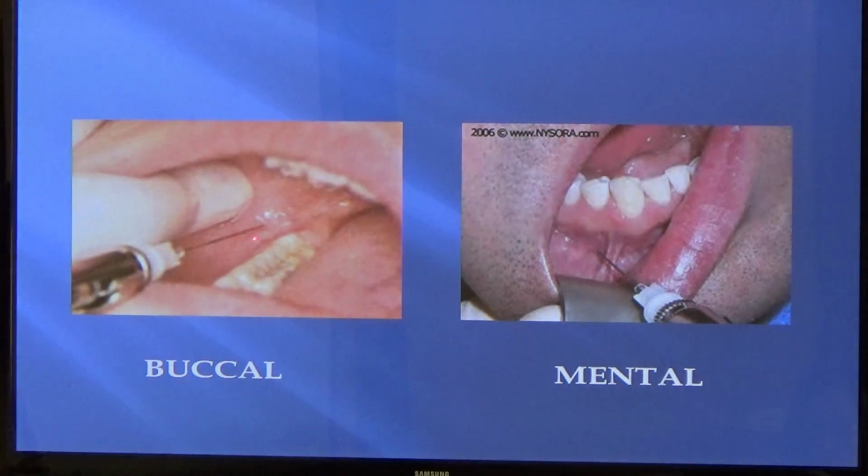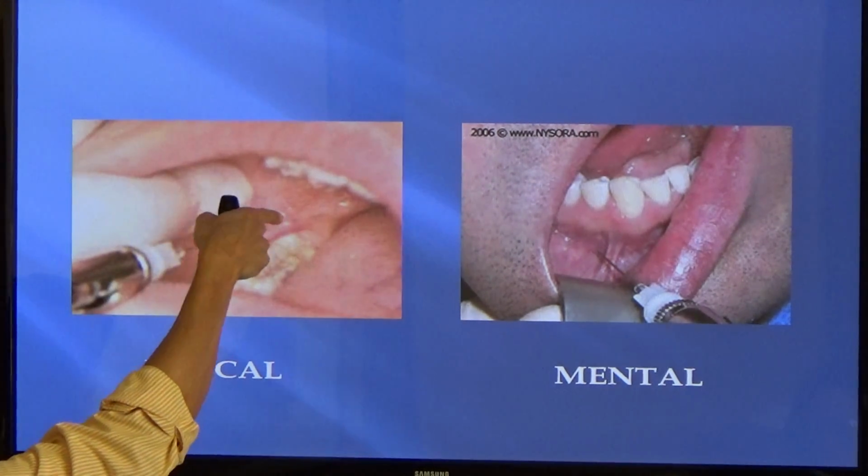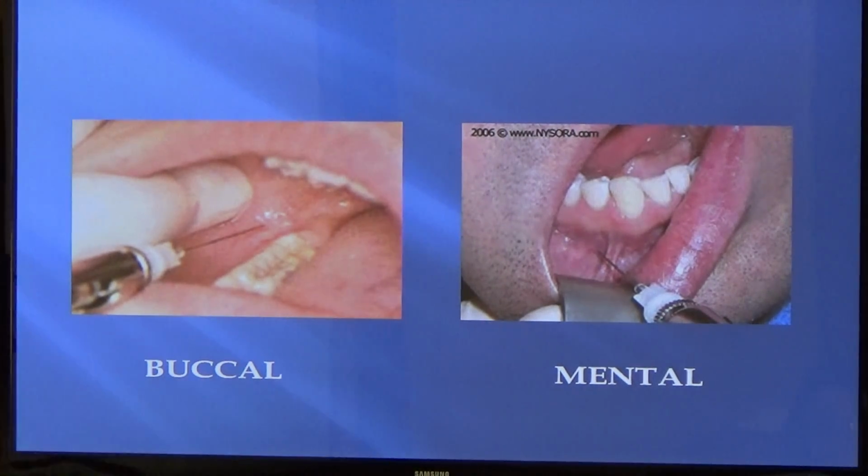Your buccal nerve block is right outside the second molar on the cheek side. These are the lower teeth. You're retracting the cheek, and you'll hit the bone right away. You just squirt a few drops in there, and what this numbs is the tissue from the second molar to about the premolar.